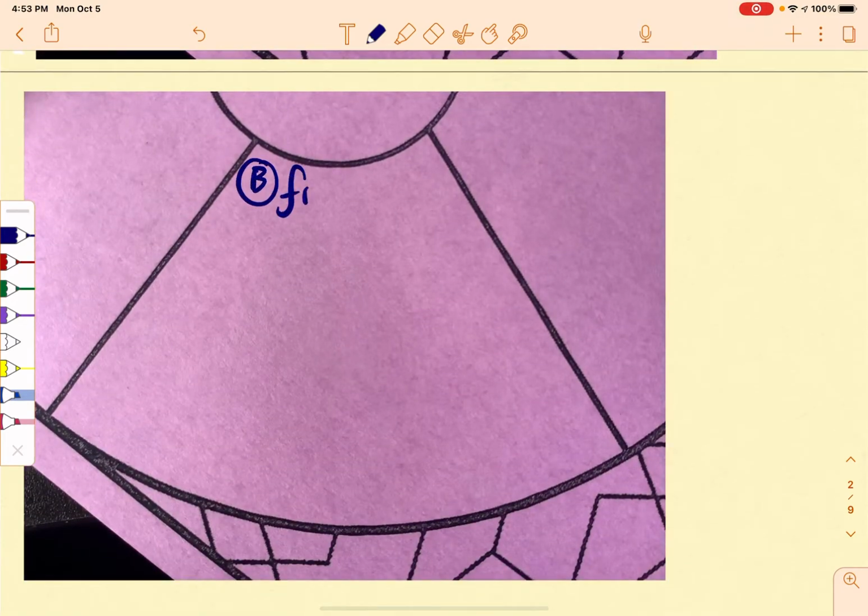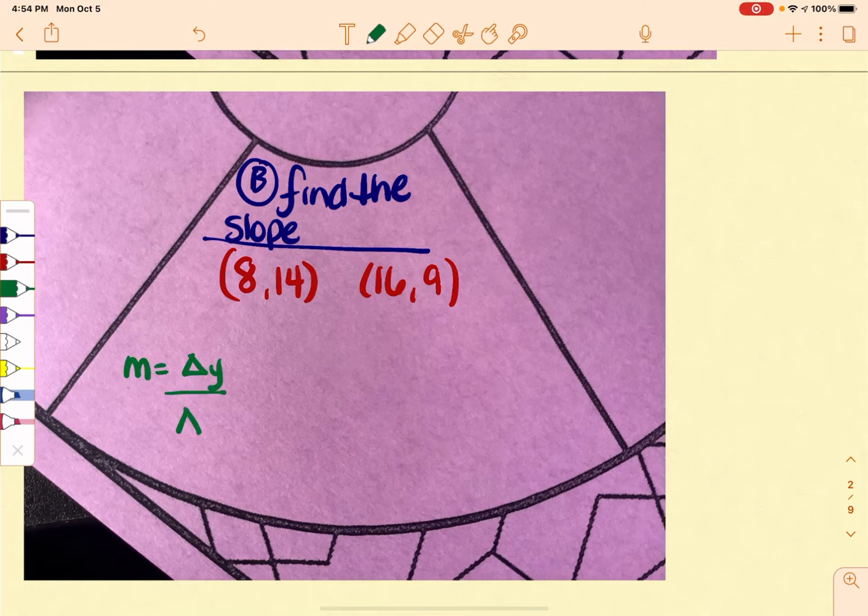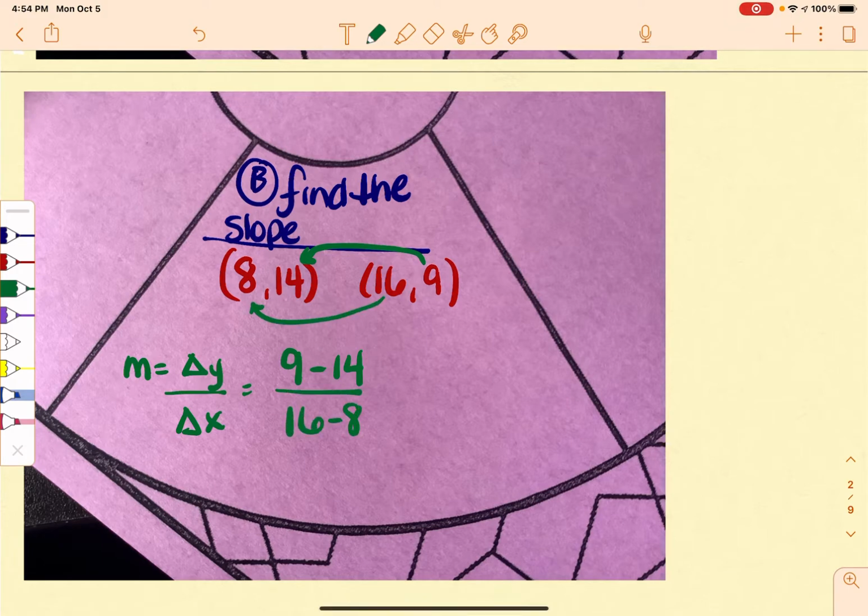So B, we're going to do another one where we find the slope. And let's see, I have (18, 14) as 1 point and (16, 9) for the other. So to find my slope, I'm going to do change in y over change in x. So 9 minus 14, 16 minus 8. Now, big clue: 1 point should be lined up, the other point should be lined up. Just make sure you're getting things lined up the right way.